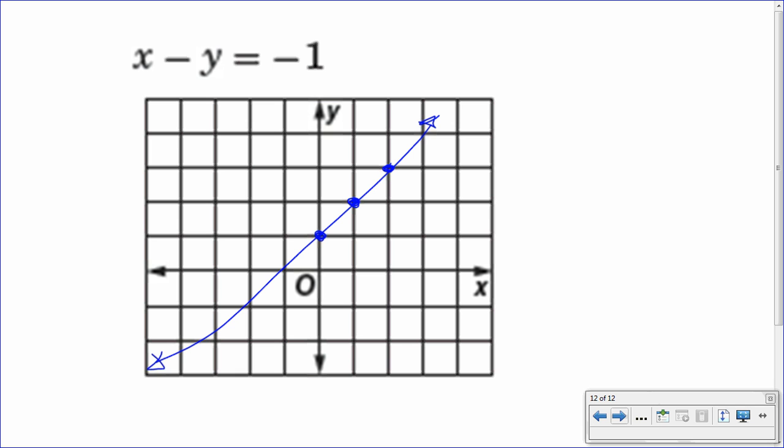Everybody's here, right? Except for Skylar.